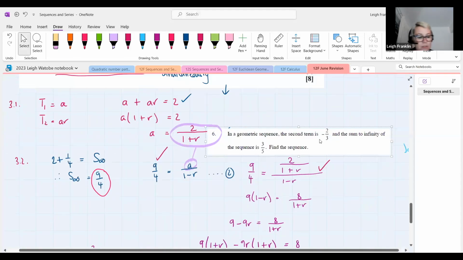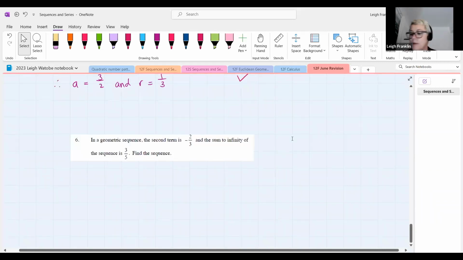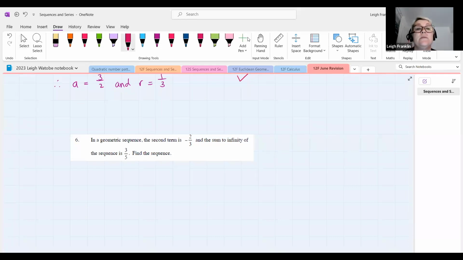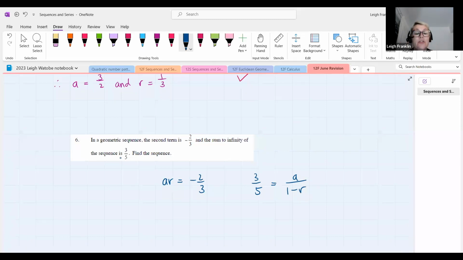Okay. So in Kaniso, the answer for this question over here. What you were supposed to do here in Kaniso was this. The second term is minus 2 over 3, so you would have written AR equals minus 2 over 3. The sum to infinity of the sequence is 3 over 5, so you would have said 3 over 5 equals A over 1 minus R. You would need to make something the subject, either A or R. When they say find the sequence, they want term one. It's a very badly phrased thing. They want term one, term two, and term three. So in other words, they want A, AR, and AR squared.